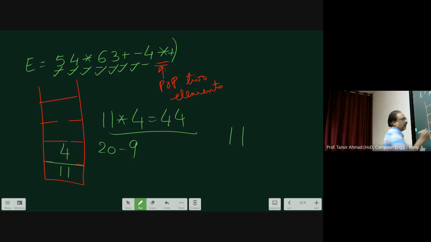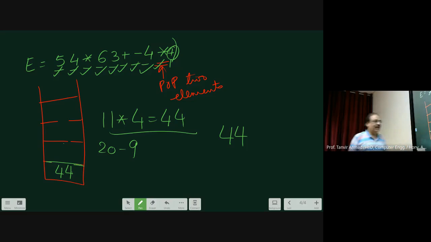Now once I get 44, I will pop these 2 out, and I am going to push 44. Now once I get this plus sign, I pop 2 elements over here. One is 44. The second, when I pop it out, will give you an underflow, and it means that this expression is wrong. Therefore, what you said is correct. This expression which I took was the wrong expression.